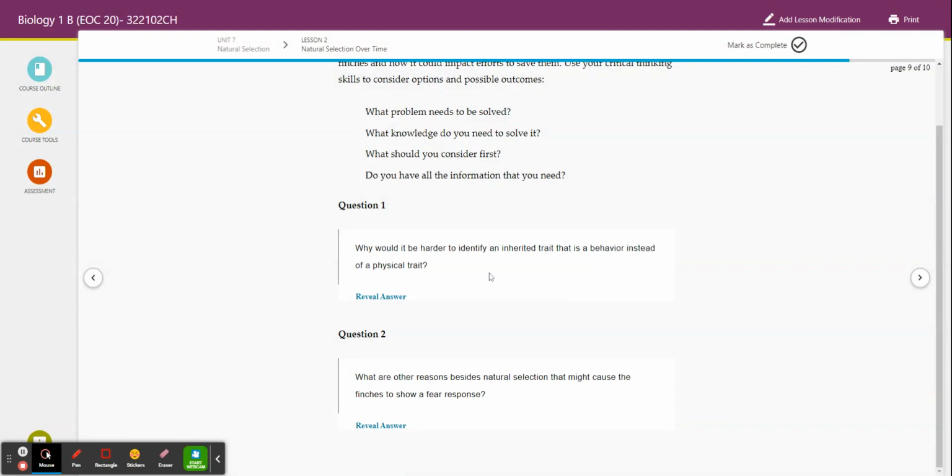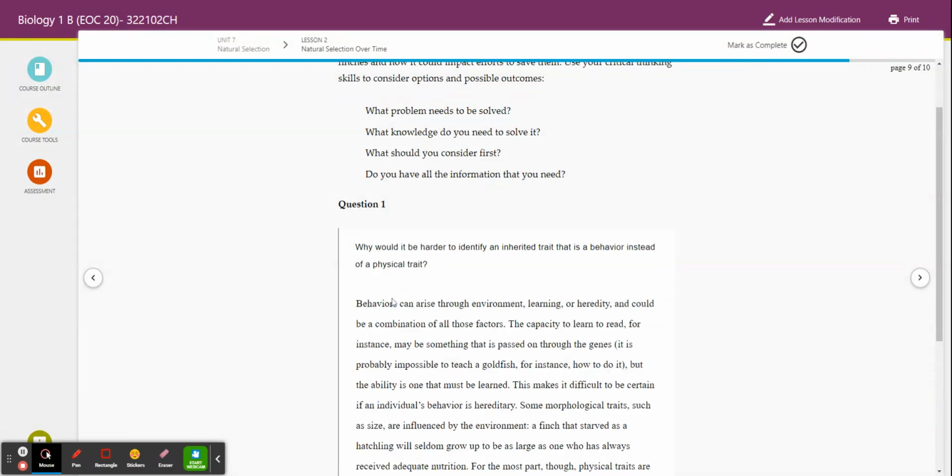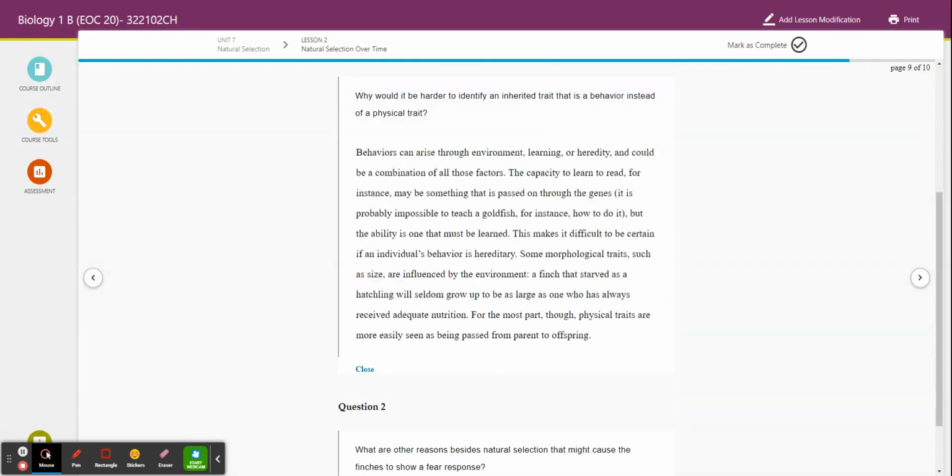Why would it be harder to identify an inherited trait that is a behavior instead of a physical trait? Behaviors can arise through environment, learning, or heredity and could be a combination of all those factors. The capacity to learn to read, for instance, may be something that is passed on through the genes. It is probably impossible to teach a goldfish, for instance, how to do it, but the ability is one that must be learned. This makes it difficult to be certain if an individual's behavior is hereditary.